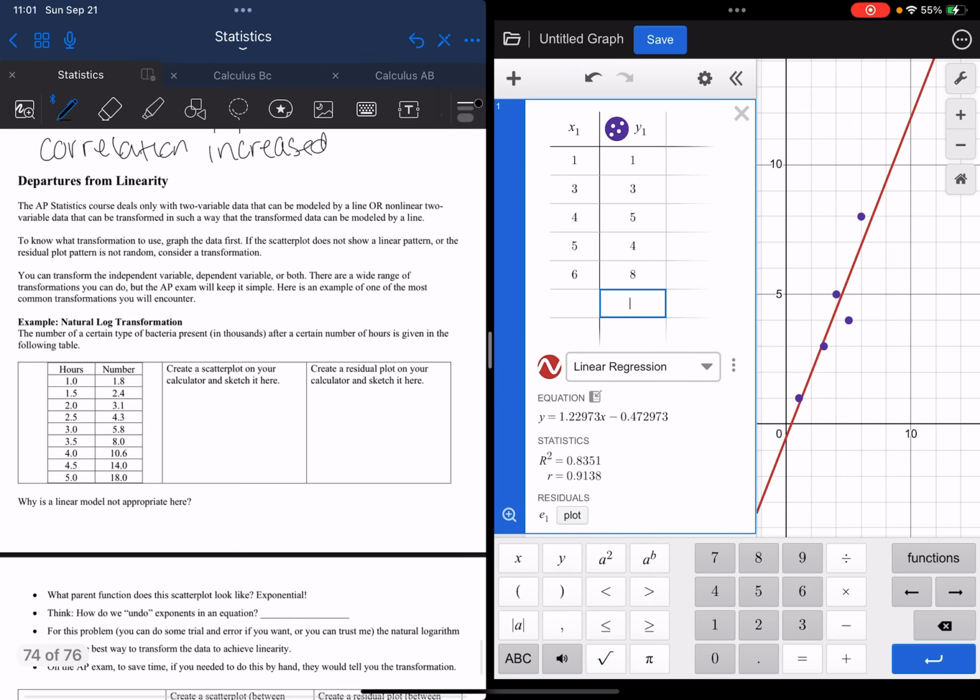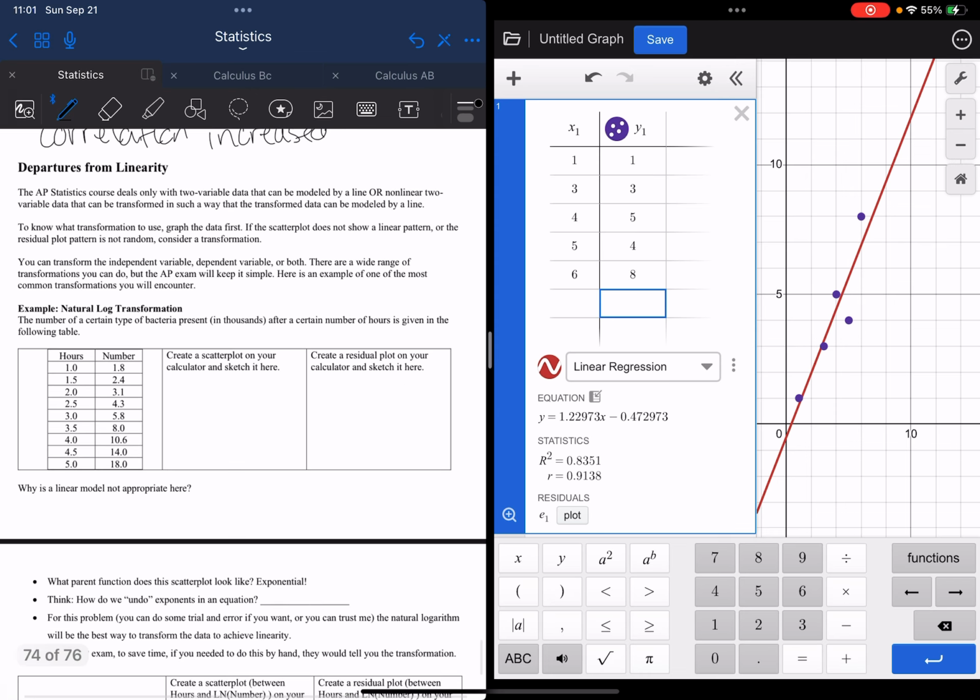Okay. Now, departures from linearity. So looking at an example, it says the number of certain types of bacteria after a certain number of hours is given in the following table. It says create a scatter plot on your calculator and sketch it here. So that's what I'm going to do first.